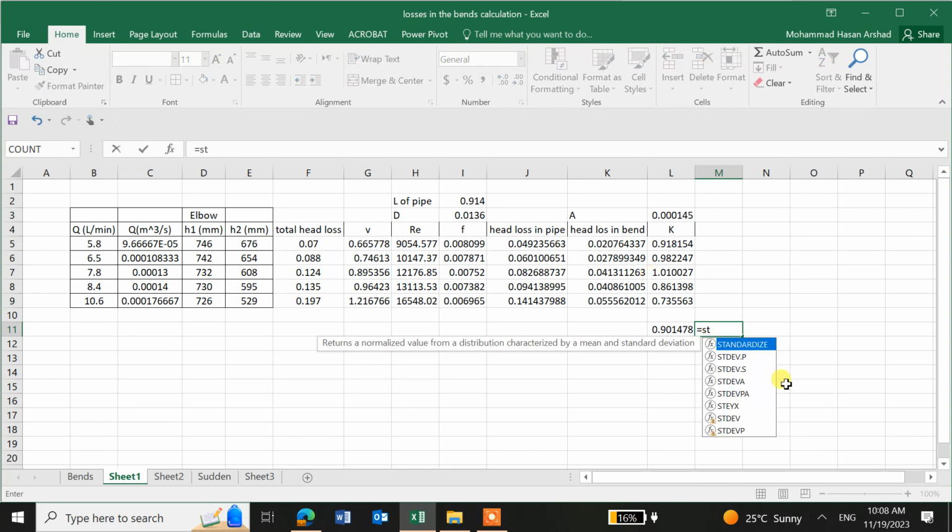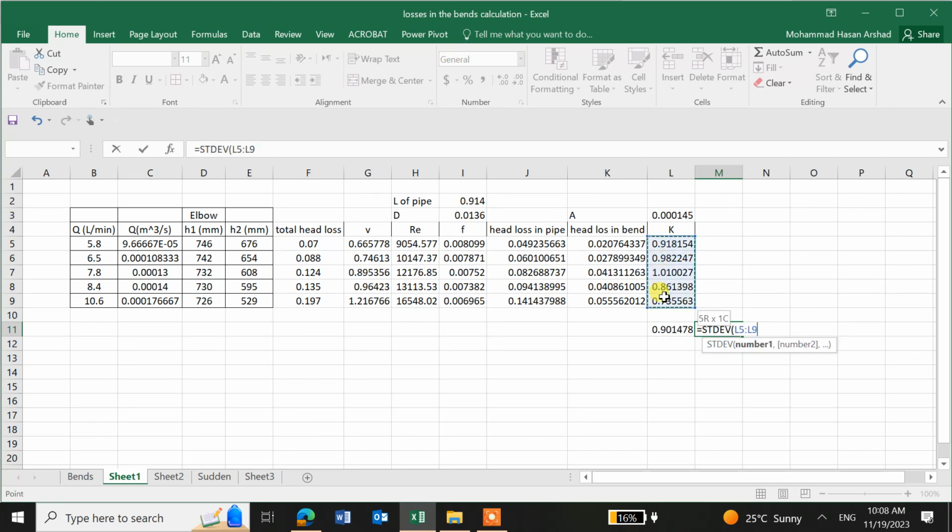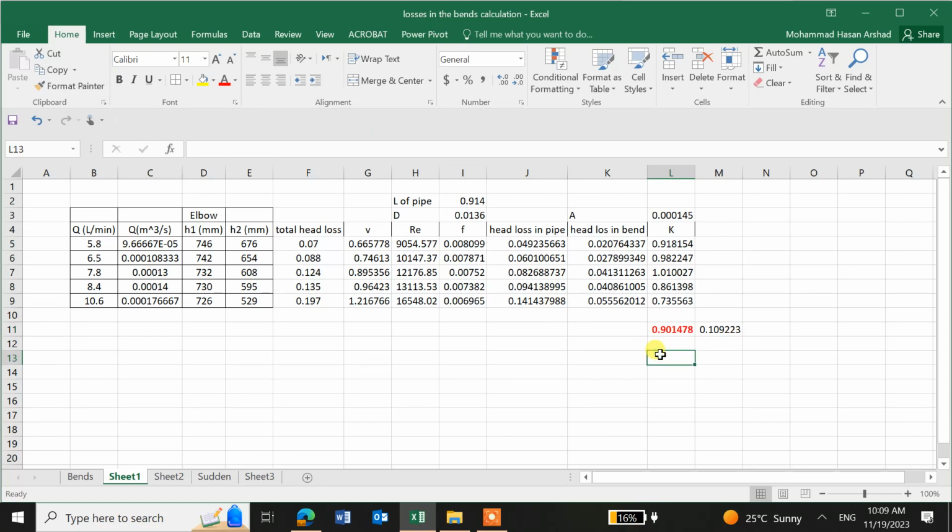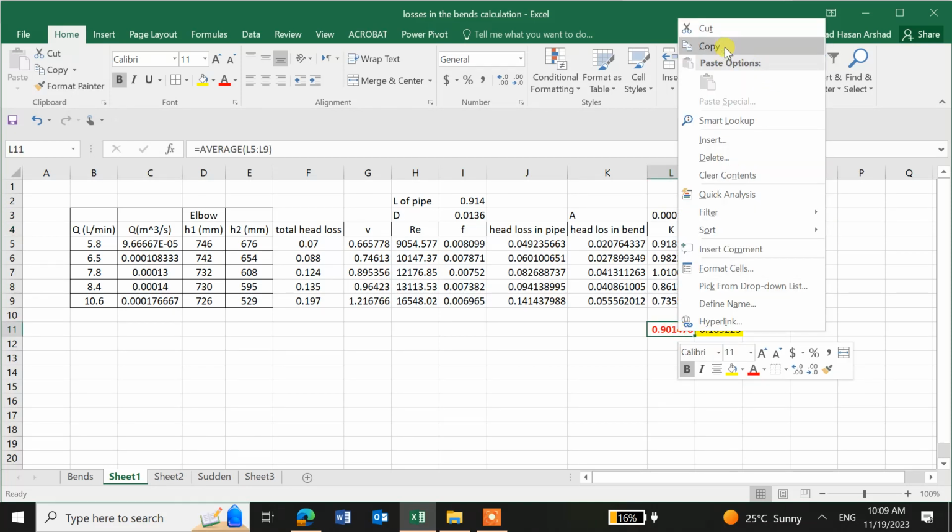Then we expect that K value should be constant, should not change. Whatever is coming is because of experimental error. So we want to calculate the standard deviation, to see how much the deviation is. We can say our K value is 0.90, with a deviation of 0.1. So 0.1 deviation means it is not deviating much. So we can say that it is constant and deviating around 0.9.